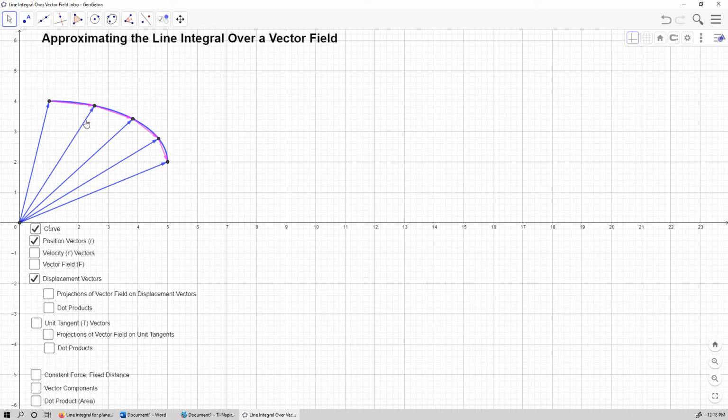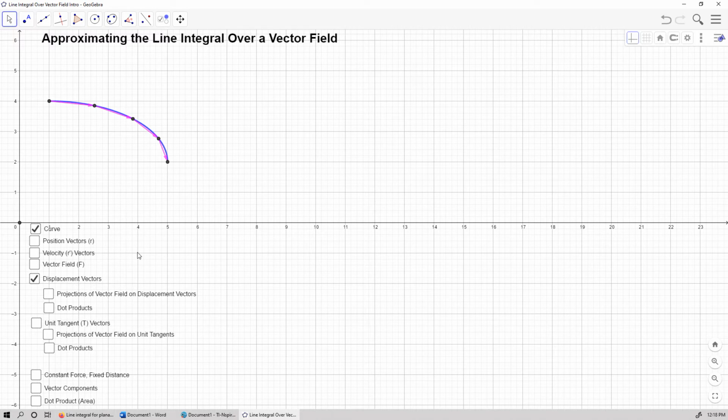And R3 minus R2 is this vector right here, which is delta R2, and so forth. Notice it takes 5 points to get 4 intervals. Okay, so I don't need the position vectors anymore. Let's turn those off. Okay, so we're looking at these displacement vectors.